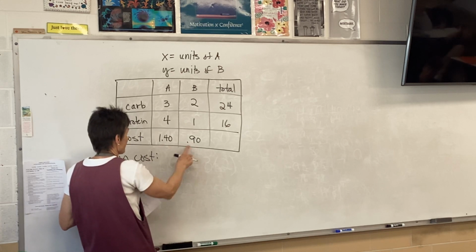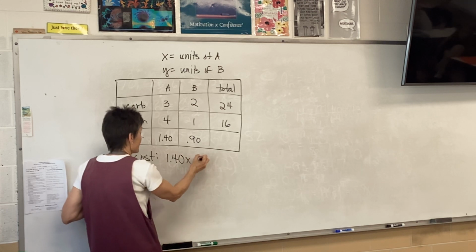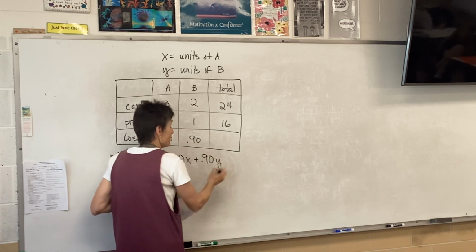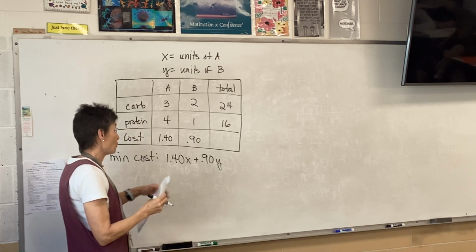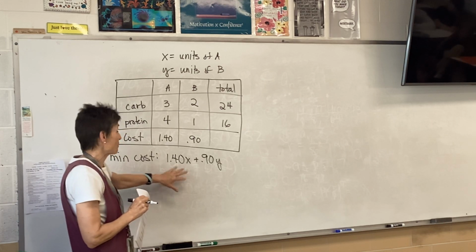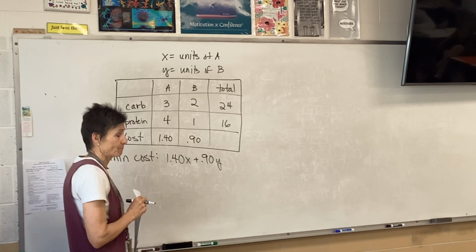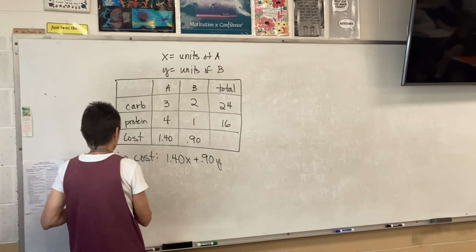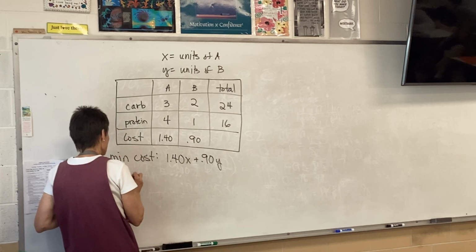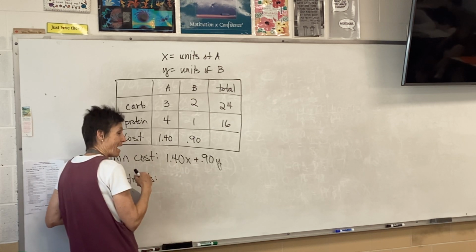How will cost be calculated? $1.40 for every X and 90 for every Y. Okay, now we don't graph that one. Remember, the thing that you are maxing or minning, we're not going to graph him. We're going to use him later. All right, what are my constraints? What are the equations or inequalities that I'm actually going to be graphing?